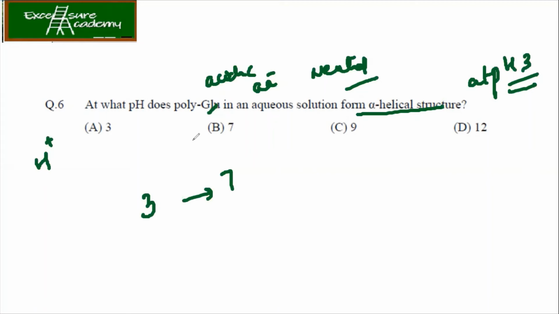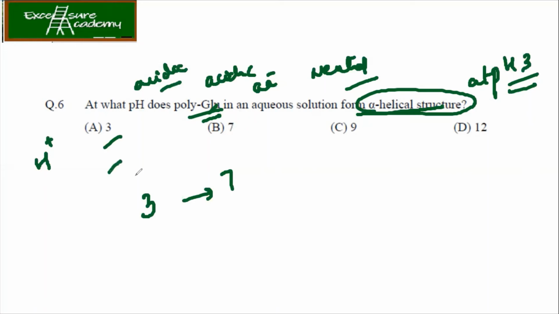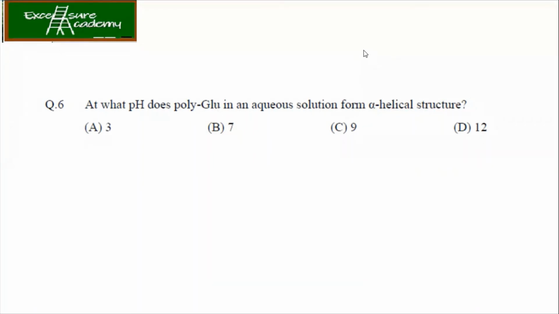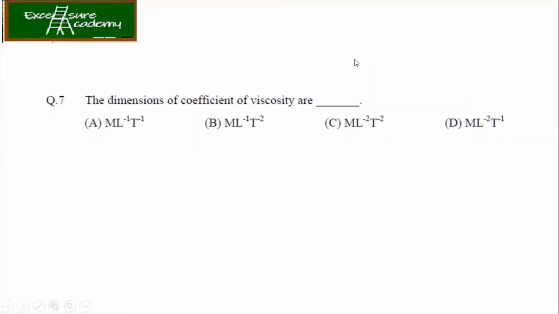So from this we understand that at pH 3 it is going to form an alpha helical structure. So always remember, glutamate is an acidic amino acid. So obviously at lower pH it is going to be stable, and at increased pH it is going to become unstable. Okay, so moving on to the next question. The dimensions of coefficient of viscosity are dash.